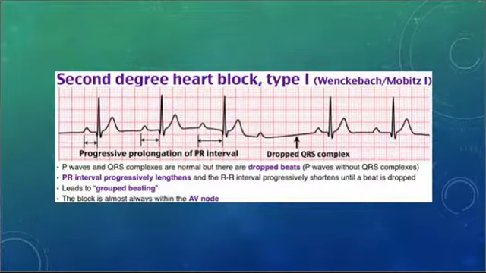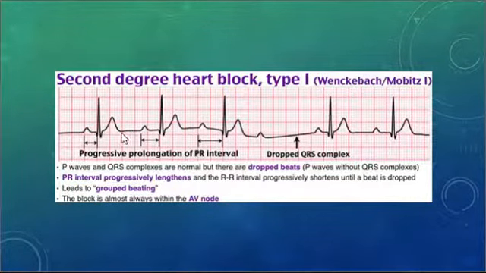Second degree type 1: the PR gets longer, drop, Wenckebach. I kept saying that in class and nobody was catching on when you're trying to figure out if it's second degree type 1 or type 2. Second degree type 1 is Wenckebach, longer, drop. Your PR interval here is 0.20, then here it's like 0.24, and then we'll say 0.40. So it's longer. You have a normal PR, then it's longer, then even longer, and then you have a P wave, no QRS.